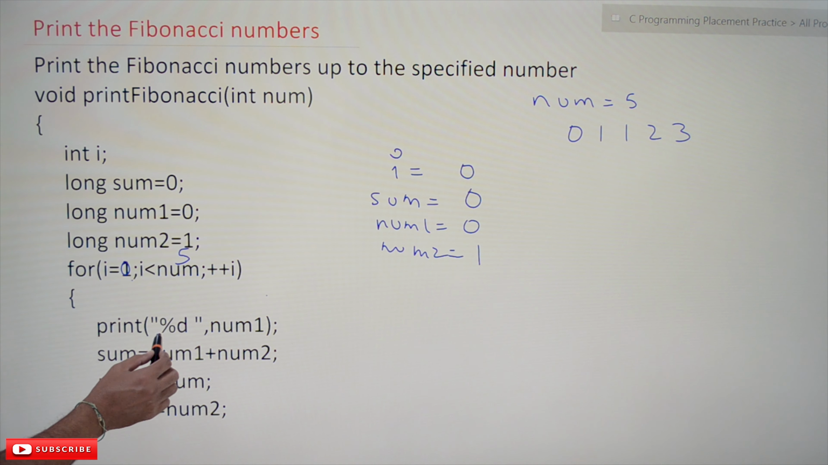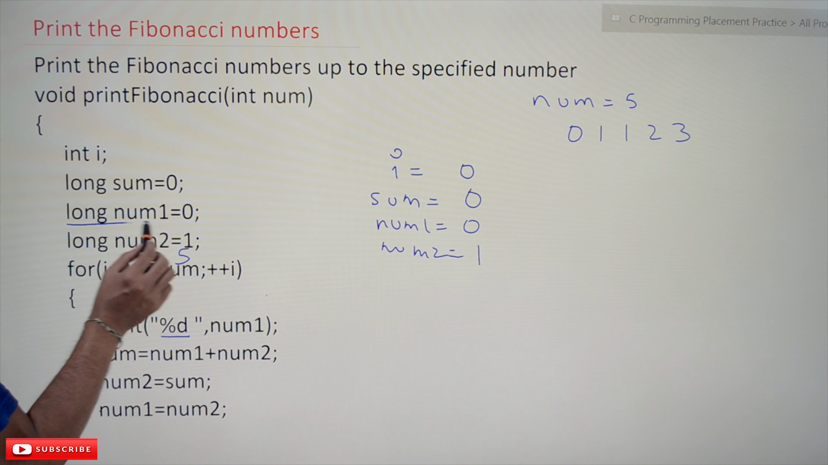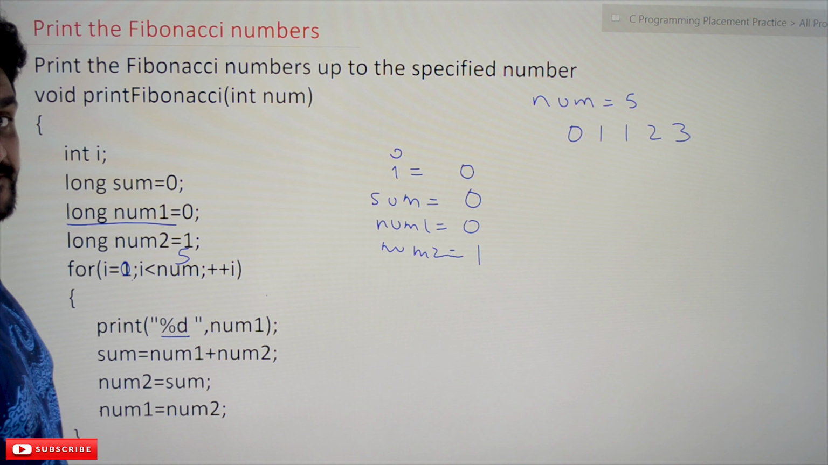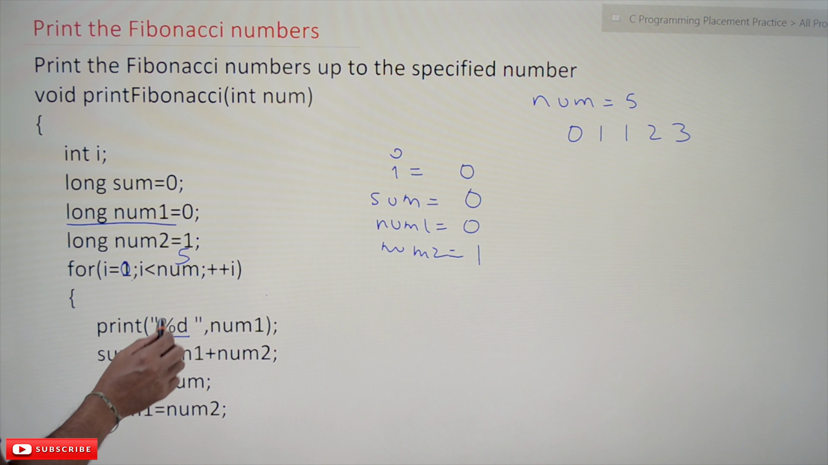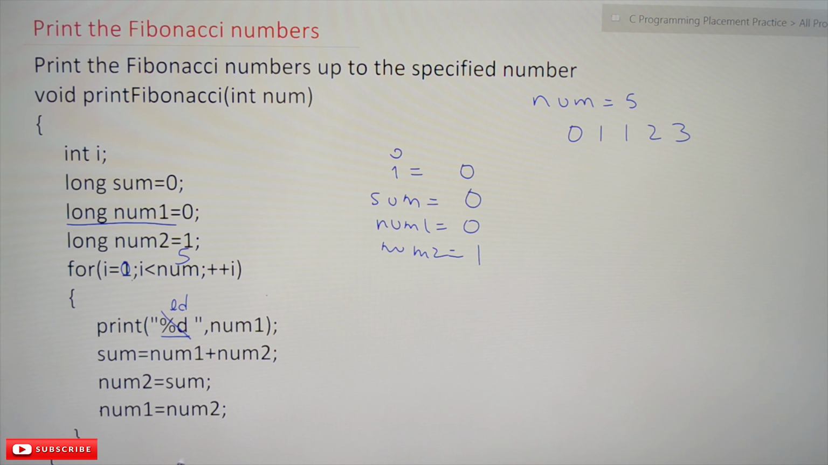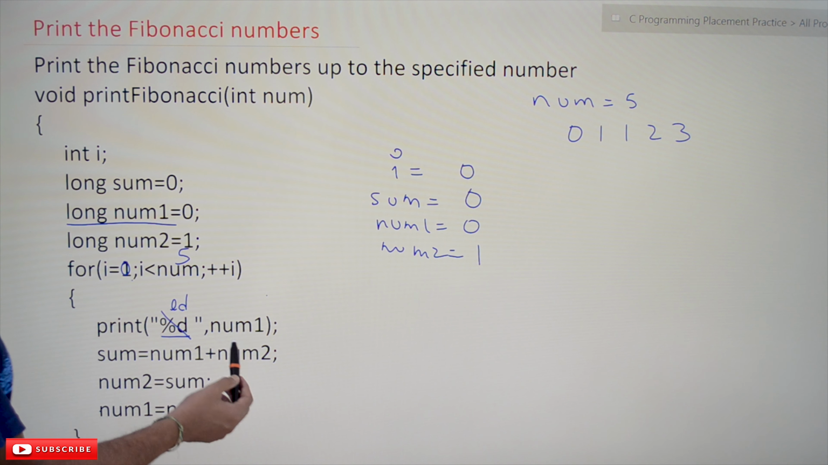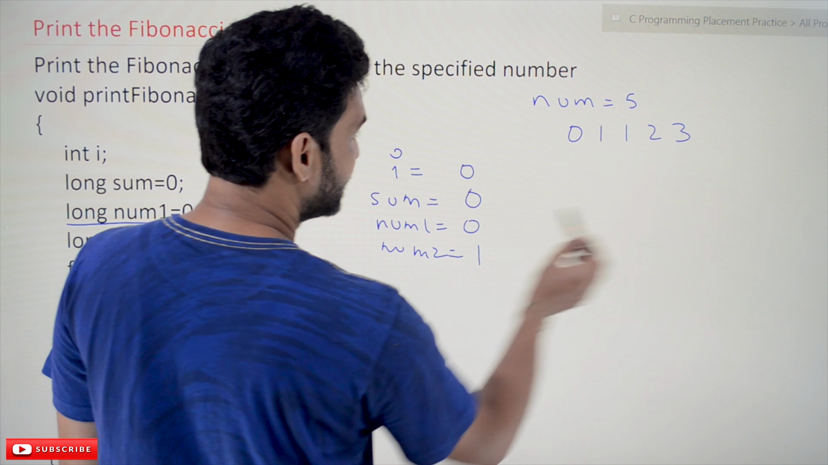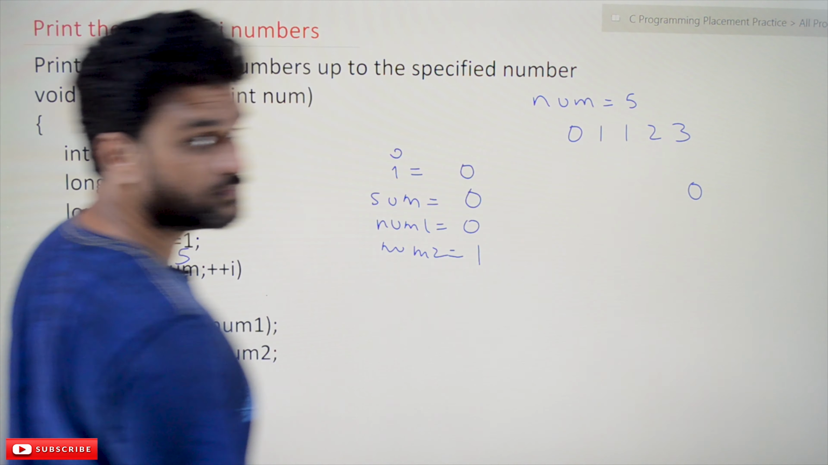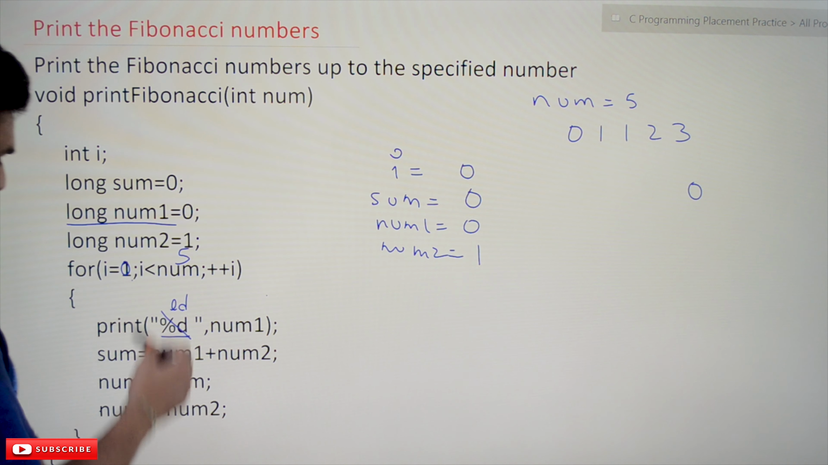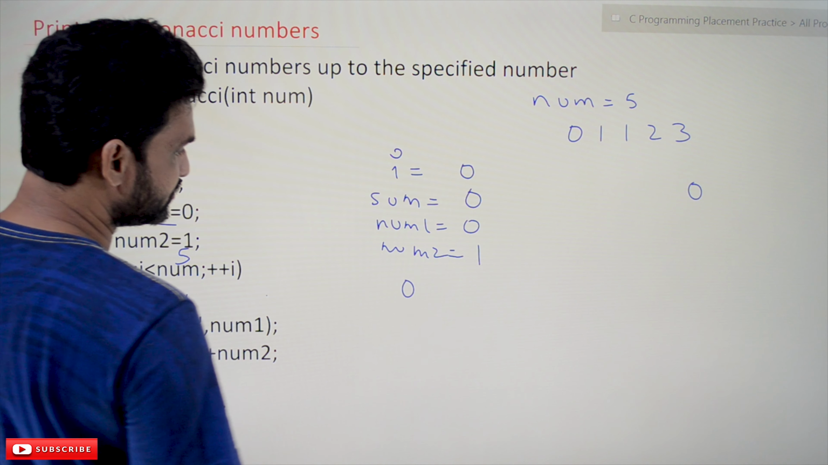So here the format specifier states it as an integer, but the declaration is done as long int. The declaration states it is long int. So this format specifier has to be changed to %ld, long int. The format specifier for long int is %ld. Okay, the correction has been made. Now what has to be printed? Num1 has to be printed. So the first statement, num1 will get printed. What is the value stored in num1? It is 0. Okay, so we are in the first iteration, i is equal to 0.